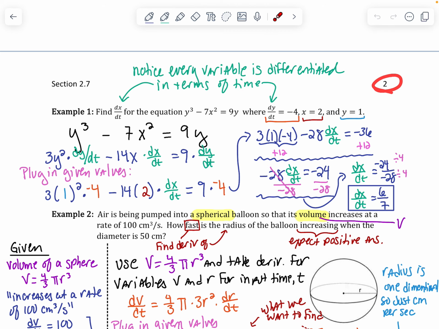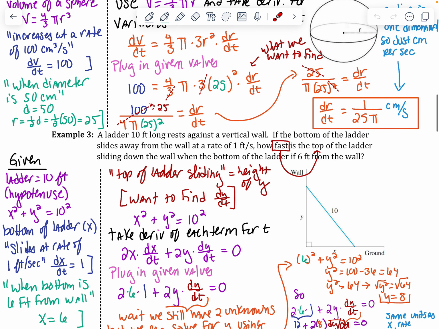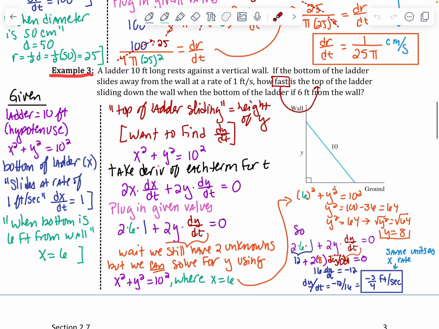Section 2.7, page 2. Now we'll go ahead and look at example 3. So the question reads, a ladder 10 feet long rests against a vertical wall. If the bottom of the ladder slides away from the wall at the rate of 1 foot per second, how fast is the top of the ladder sliding down the wall when the bottom of the ladder is 6 feet from the wall? So when possible, we have our visual, right?